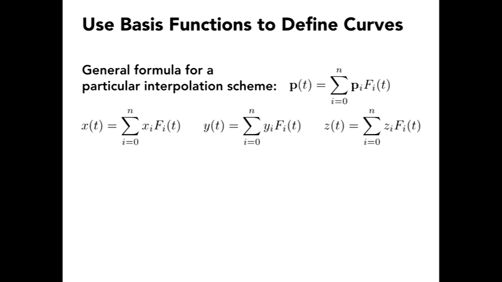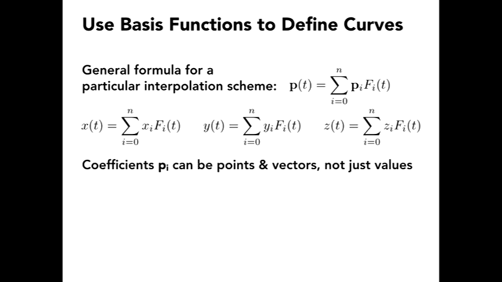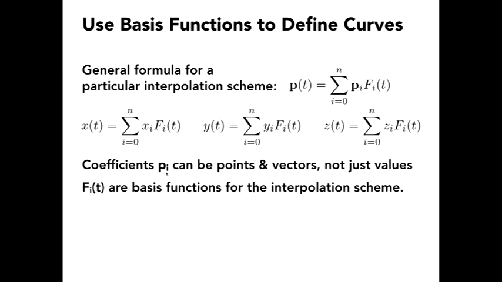Then, what happens to the p sub i for the 3D case? Just to draw it out, x of t equals x sub i times that, y of t equals y sub i times that, z of t equals z sub i times that. So it's just component by component, or all the way through to Rn. This is recapping some stuff I said. So p sub i's could be points, vectors, things in Rn, not just values. And the f sub i of t here are the basis functions for the interpolation scheme.